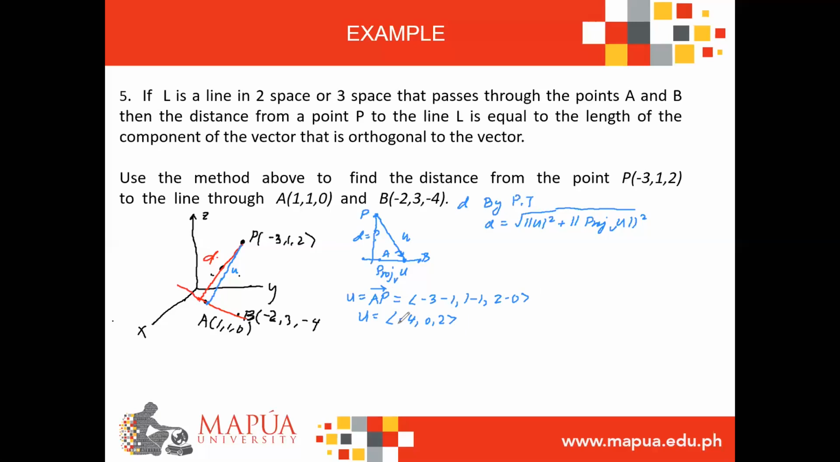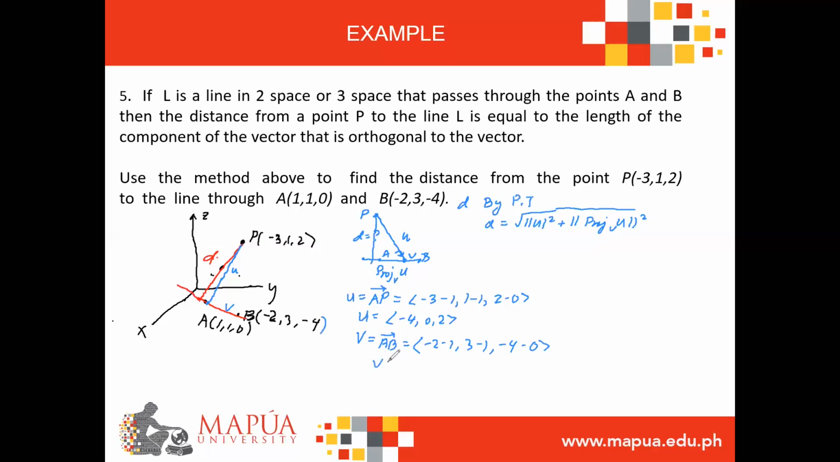We will need to get also the line segment AB, which is also your vector V, because this is your vector V, based from the illustration that we have a while ago. And that vector V is represented by, again, line segment AB. Getting the components, the initial point is A, the terminal point is B. So that's -2 minus 1, 3 minus 1, then -4 minus 0.